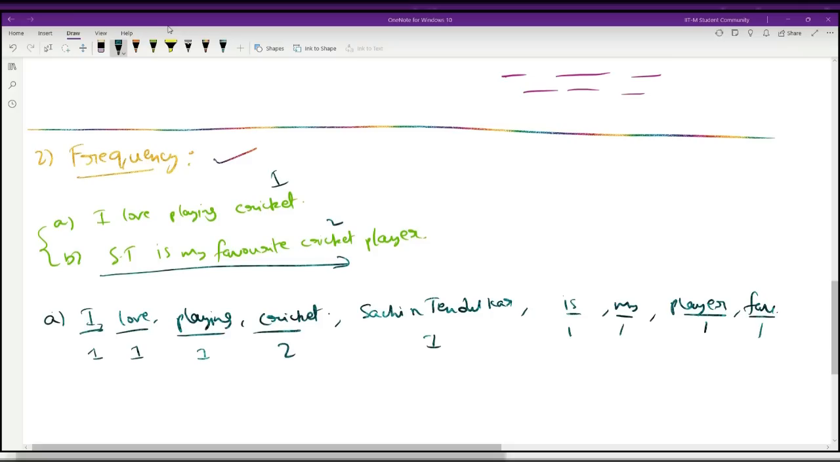And now depending upon the frequencies, how do we classify them as short and long words? As one of your friends said, we just take the word letter count. I has only one letter, which is I alone, so it's a short word. And love, it's a long word. Playing, long word. Cricket, long word. Sachin Tendulkar, long word. Is, short word. My, short word. Player is a long word, favorite is a long word.